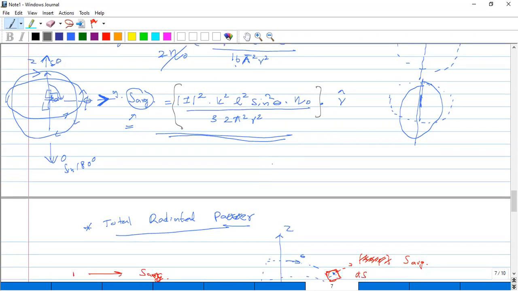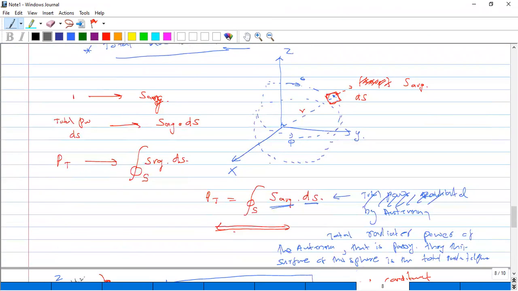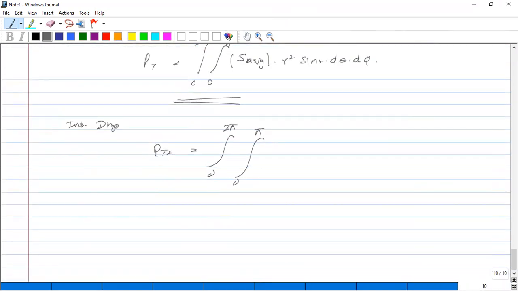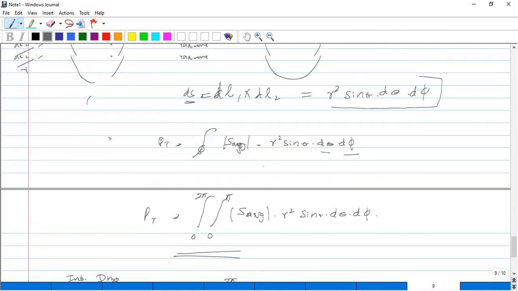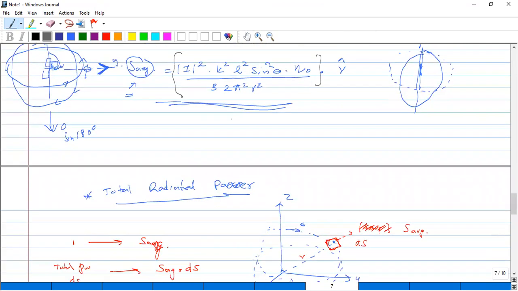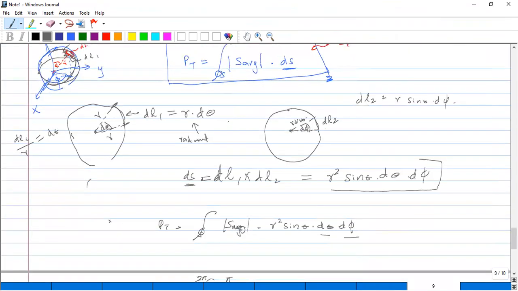Okay, so if I write it, I can write it as, okay, so this should be I square, k square, l square, eta square, k square, sine square theta, over 32 pi square, r square, r square sine theta, d theta, d phi.